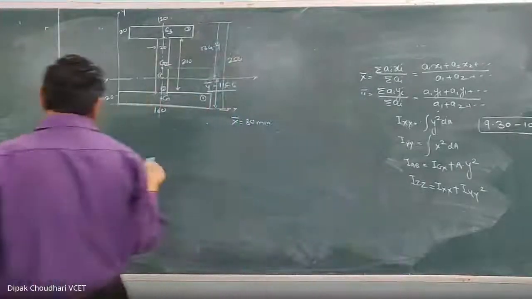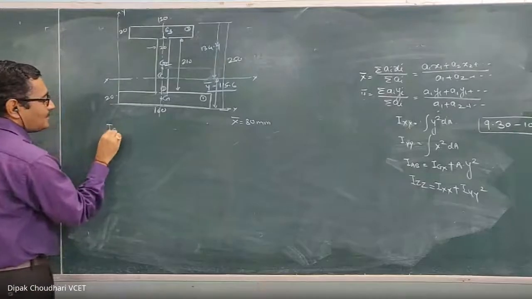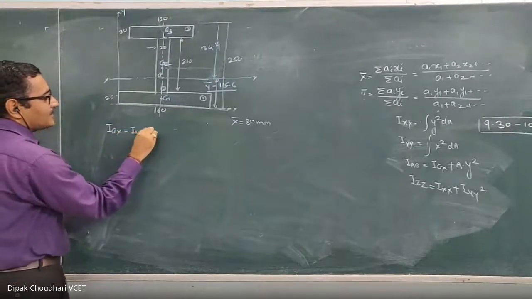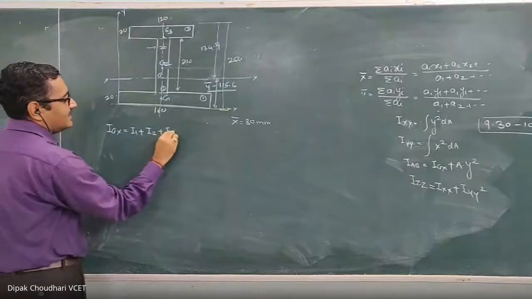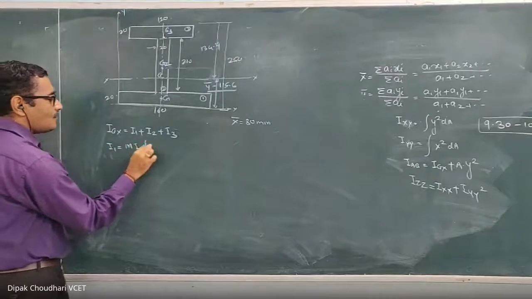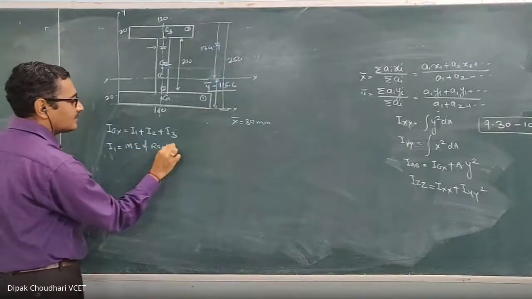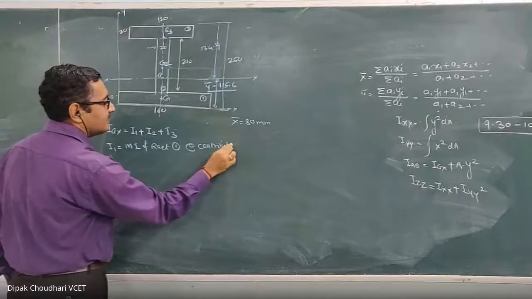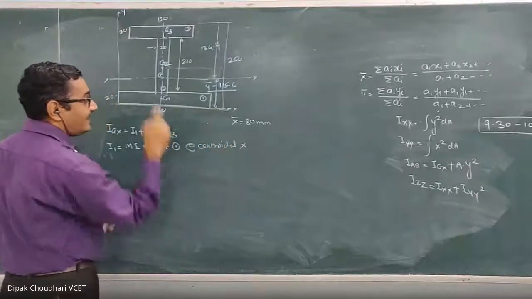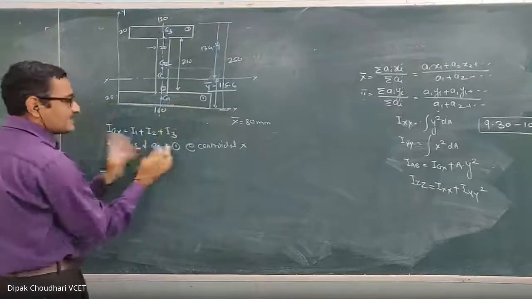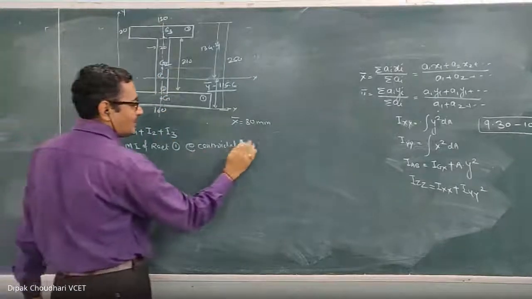Okay, so I am writing IGX, the moment of inertia about the centroidal x-axis, which is equal to I1 plus I2 plus I3. Remember here, I1 is the moment of inertia of rectangle 1 about the centroidal x-axis. This is the centroidal x-axis of the entire lamina. It is not the centroidal axis of that first rectangle only.